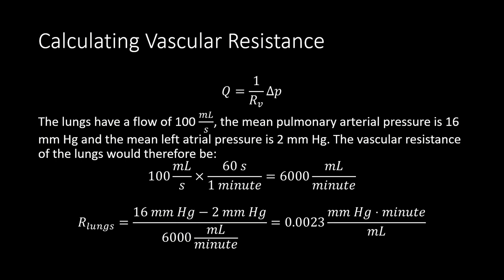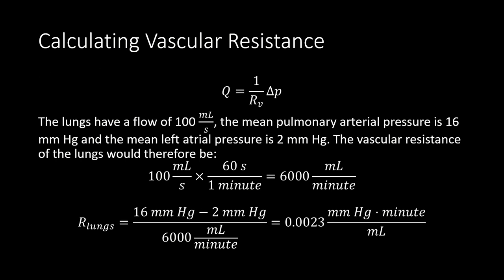Let's say we're looking at the lungs, which can have a flow of 100 milliliters per second. The mean pulmonary arterial pressure is around 16 millimeters of mercury, and the mean left atrial pressure is 2 millimeters of mercury. The vascular resistance of the lungs would therefore be what? Well, let's first convert our flow units. We have 100 milliliters per second. We can times that by 60 seconds per minute to get 6,000 milliliters per minute.